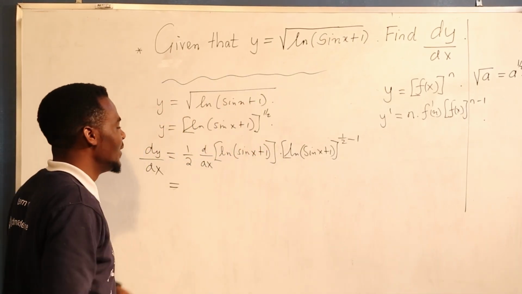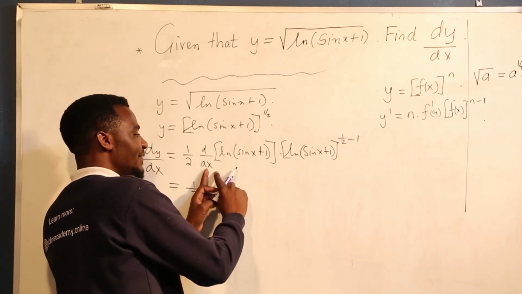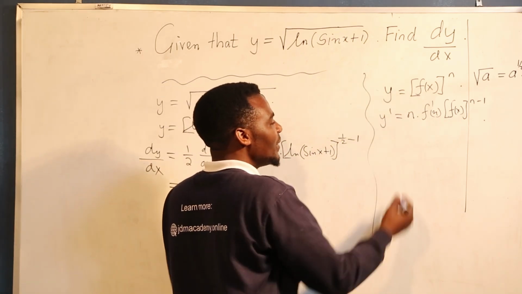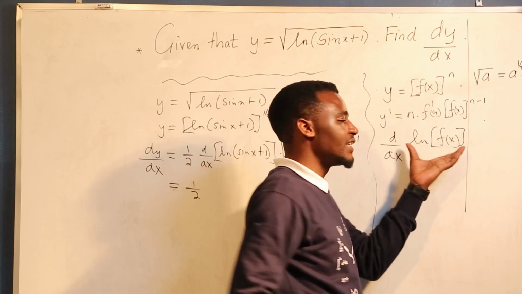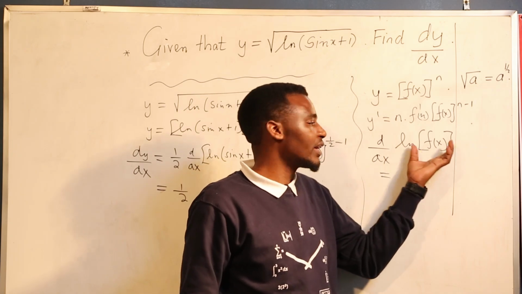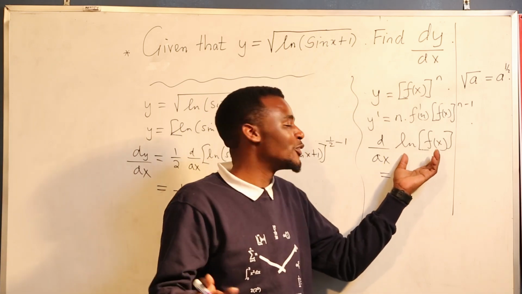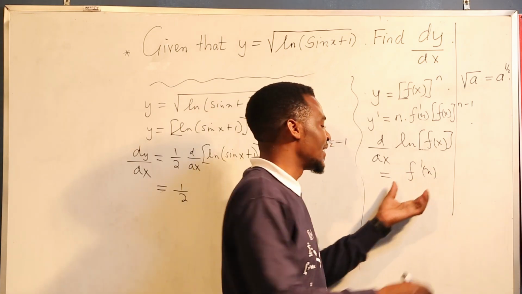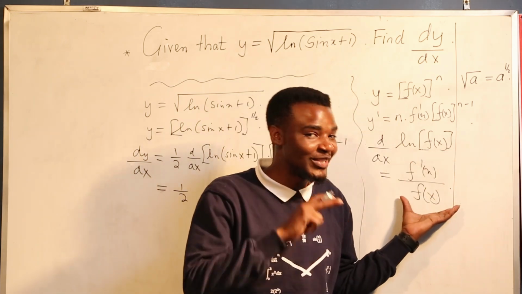The next thing that we have to do, let's keep 1 over 2 as it is, and let's focus on this part. What is the derivative of ln of a certain function? Remember, for the natural logarithm of a certain function, what we have to do is to find the derivative of f of x. Once we have the derivative of f of x, then we divide by that f of x. I hope and trust this is simple and straightforward.